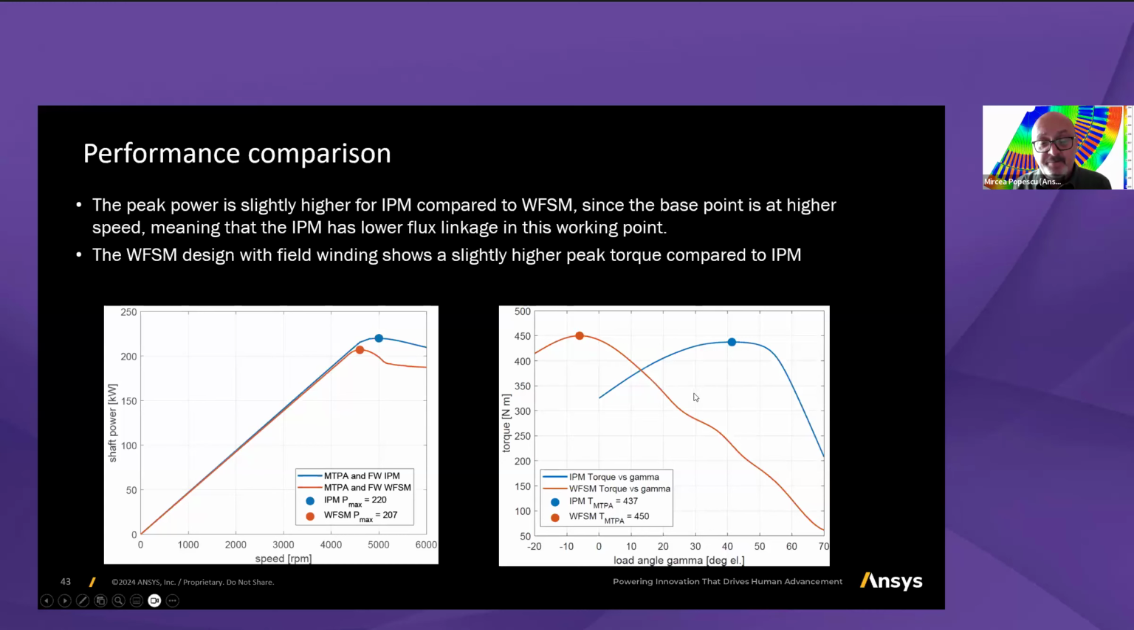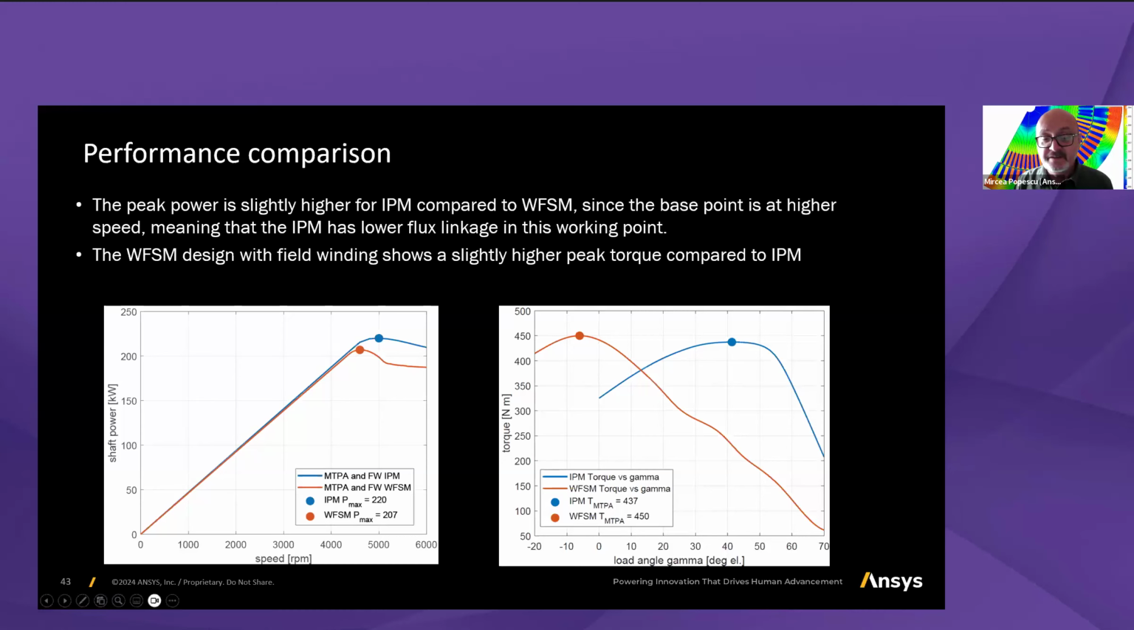But this was more or less expected, because we cannot better the PM performance within the same volume. While from the torque point of view, we achieved slightly better torque for the wound field, just a few: 450 Newton meters versus 437 for the Tesla solution.